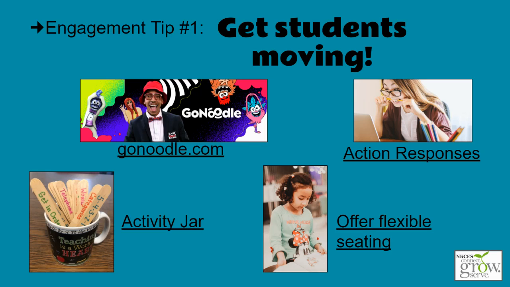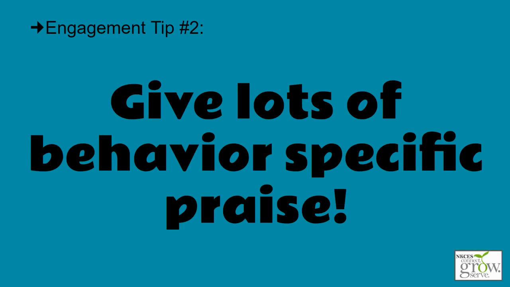Engagement tip number 2, give lots of behavior specific praise. Everyone learns at a different pace, and sometimes it's the students who learn a little faster that get the praise. So rather than only commending those that get it the quickest, shift your praise to those that put in some kind of effort. By praising effort over intelligence, we can mitigate the chance that a student's going to become unengaged because they don't feel like they're keeping up.